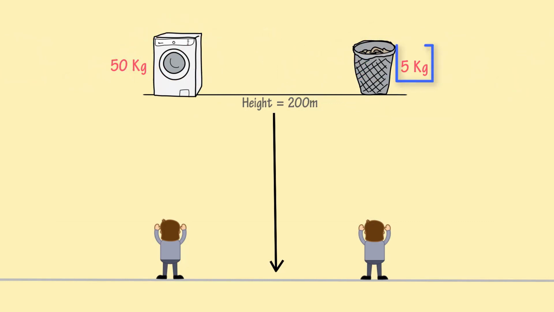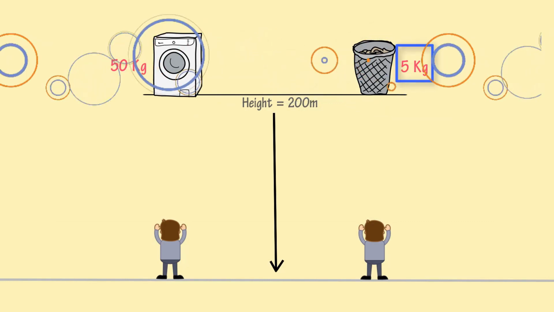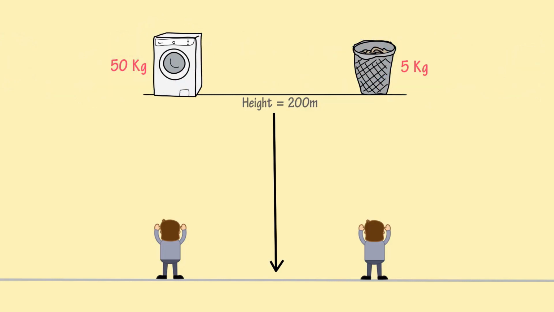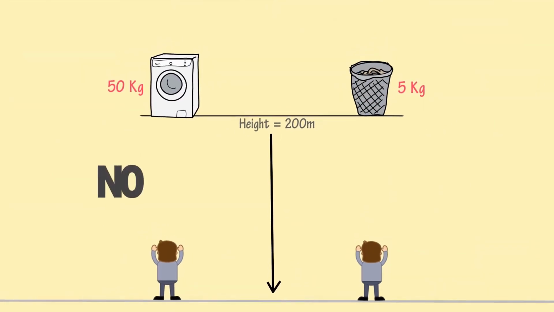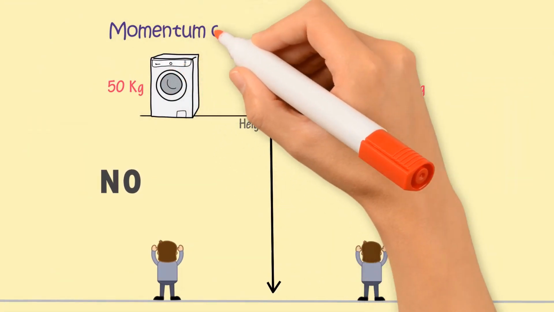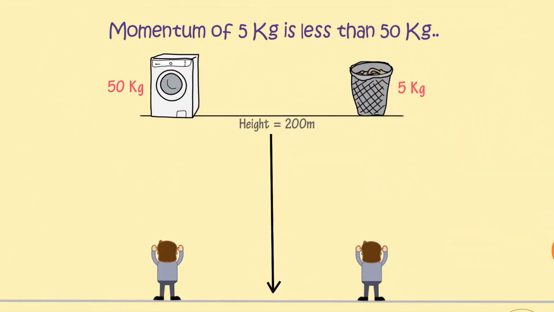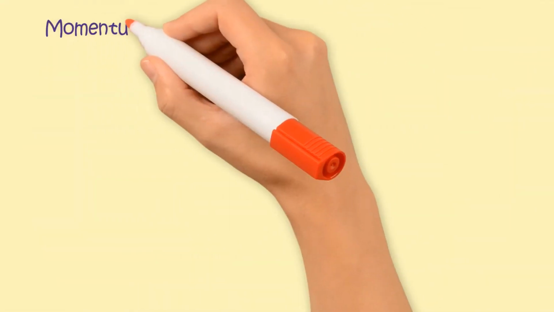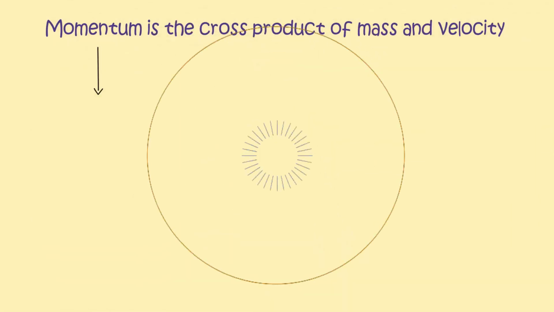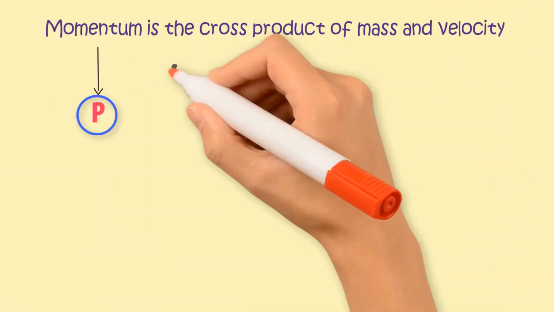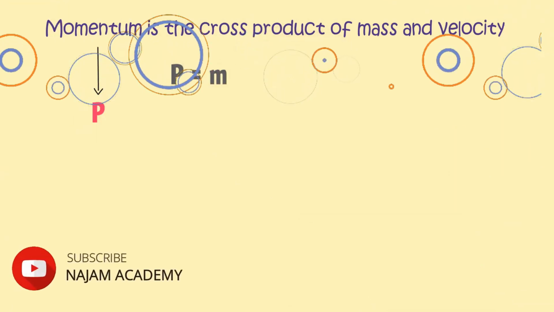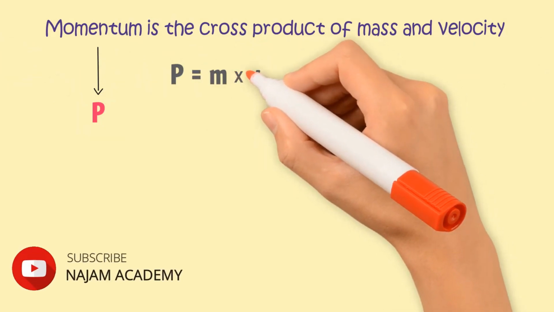Is it because the mass of 5 kg is less than 50 kg? The answer in physics is no. It is because the momentum of the 5 kg body is less than the momentum of the 50 kg object. In physics, we define momentum as the product of mass and velocity. We denote momentum by P. Hence, P is equal to mass times velocity.